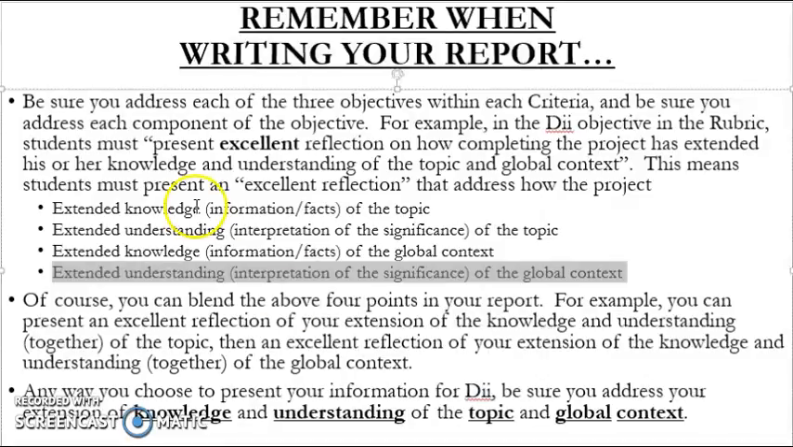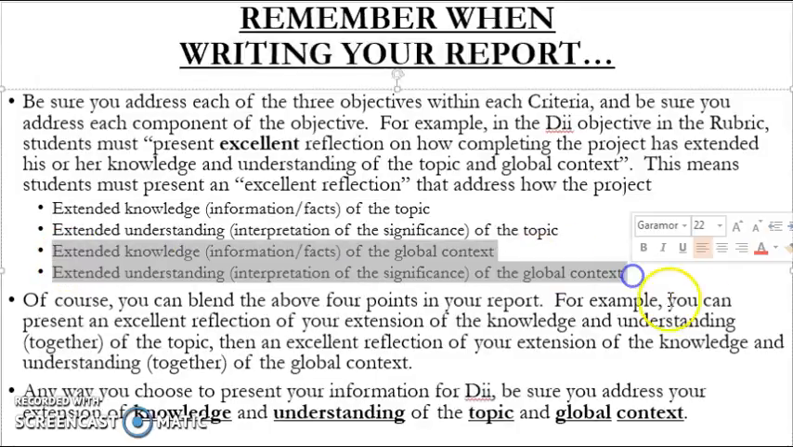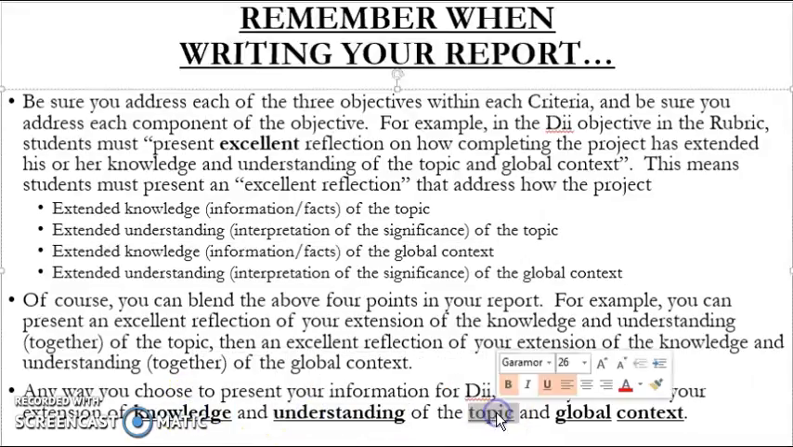For example, you could say in your project report how being involved in the process has extended both your knowledge and understanding of the topic, and then have a little separate area in your project report where you explain how being involved in the process has extended your knowledge and understanding of the global context. Either way you decide to do that, make sure that you address knowledge and understanding and the topic and the global context. So make sure again that you address all components of each objective.